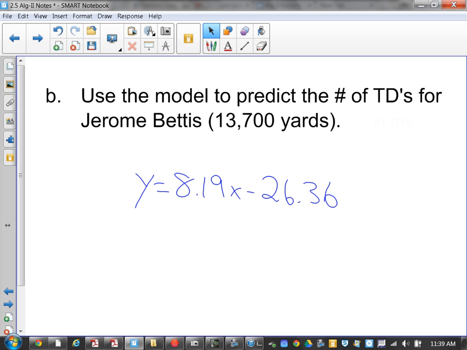Wait, so would you just substitute in his 13.7 into X? Yeah, and just hit enter. Oh, cool, because touchdowns is the Y. 85 or 86. Round the best you can on that one. So it says he should have had 86 touchdowns. This is the exact same stuff we did before. We've used the modeling idea before with quadratics, where we would say predict when the time is equal to 0, something along those lines.